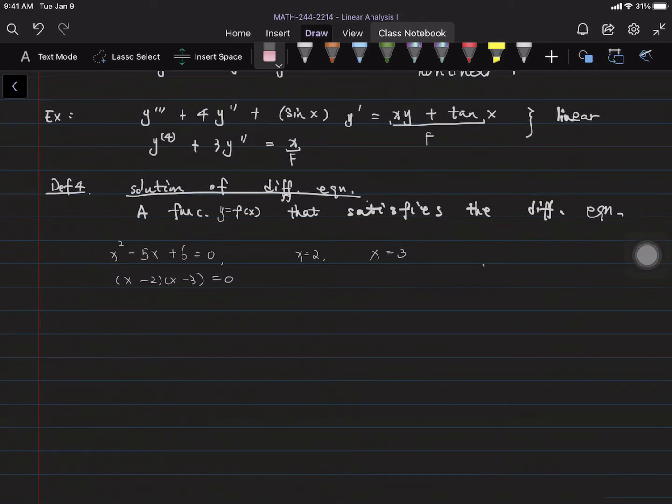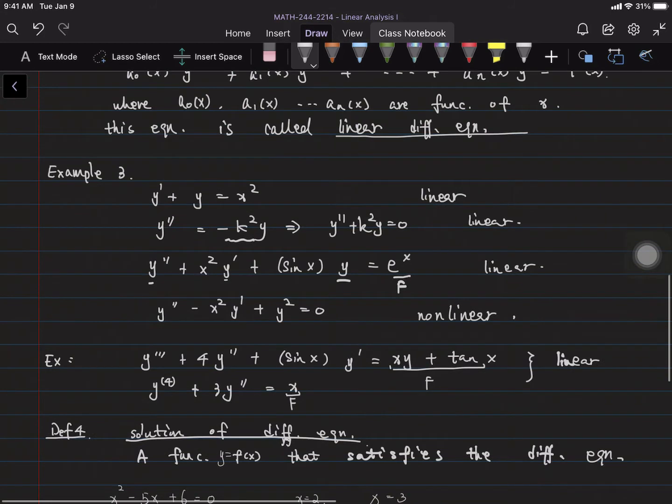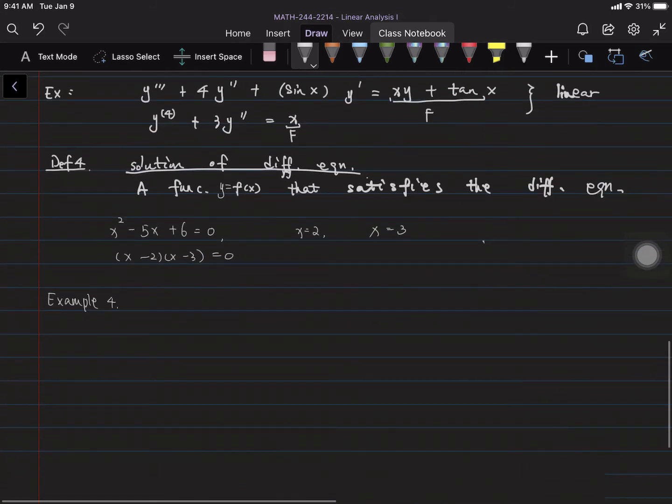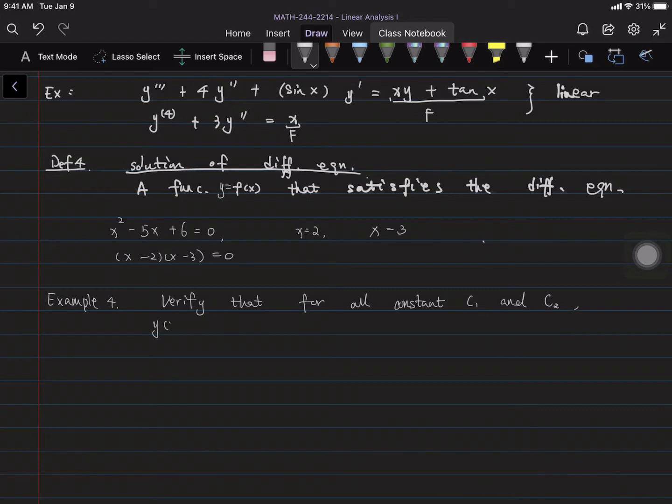Let's take a look at the example. Example 4. Verify that for all constants C1 and C2, usually for a constant we use C, but here we have two constants, the function given by y equals C1 sin x plus C2 cosine x is a solution to the linear differential equation.